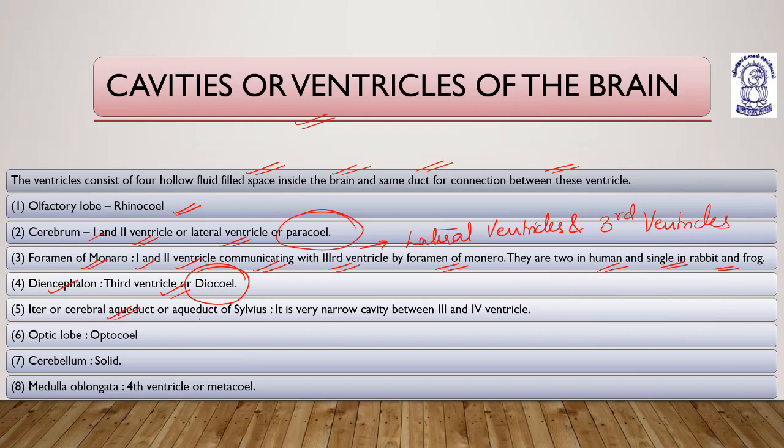Cerebral aqueduct of Sylvius or Iter. It is a very narrow cavity between third and fourth ventricle. Between third ventricle and fourth ventricle, there is presence of cerebral aqueduct of Sylvius. Optic lobe, optocele, cerebellum, which is solid, medulla oblongata, fourth ventricle or metacele. So paracele, first and second ventricle, third ventricle, diocele, fourth ventricle, metacele.